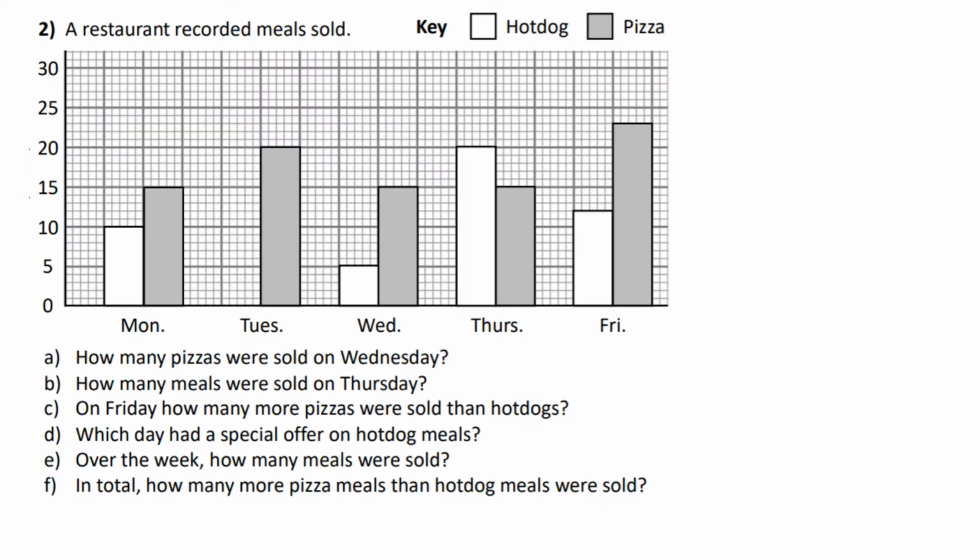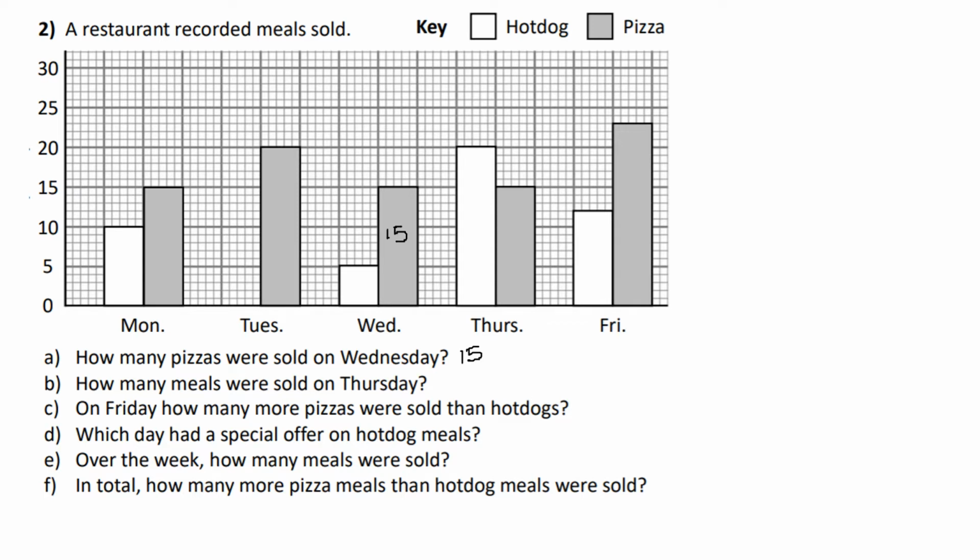Right, so we're now going to have a look at this bar chart, and we've got white bars which represent hot dogs and grey bars which represent pizzas, and we're going to compare the number of pizzas sold with the number of hot dogs sold. So how many pizzas were sold on a Wednesday? We're going to go across to Wednesday, find the grey bar because that's what represents pizza, and we can read off from the scale that it will be 15.